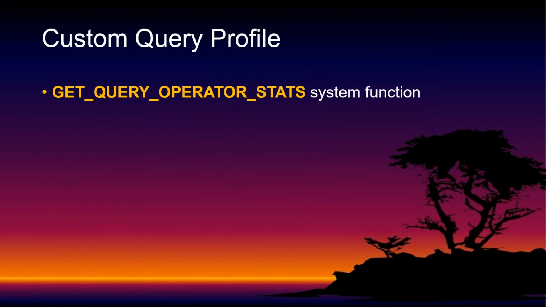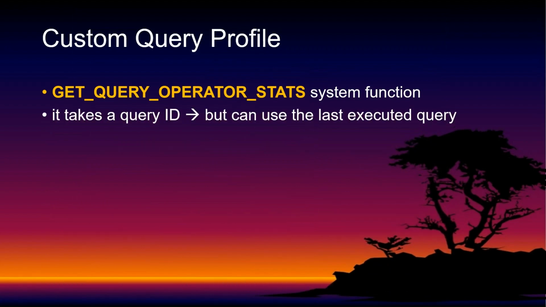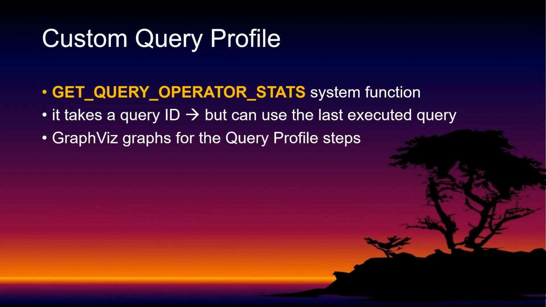The small application I built here was using get query operator stats, yeah, the system function, as you've seen, to return the information that the built-in query profile basically displays. Okay, this function takes a query ID. So you can actually execute a query and then automatically pick the query ID internally. Yeah, you can change the application this way. Then what I use here, I use the old GraphViz, because the layout would be automatic here, definitely.